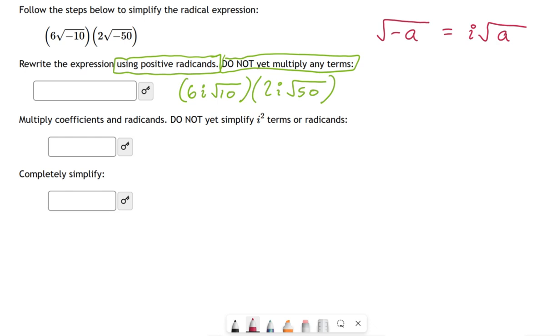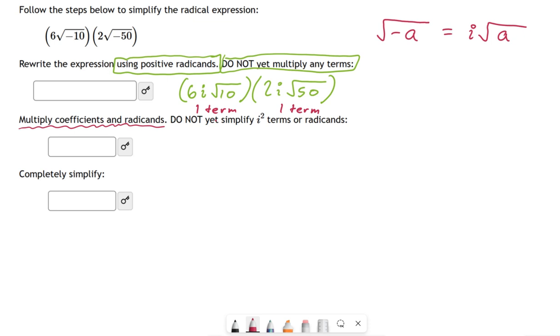Now, next step. Look what it says here. It says multiply the coefficients and radicands. Well, that means we're actually going to carry out some multiplication. And if you look at how many terms I have here, this right here is one term. This right here is one term. You may think to yourself, well, there's 2 or 3 things in there. There's like a 2, an i, and a square root 50. That's true. But because they're all multiplied together, it counts as one single term.